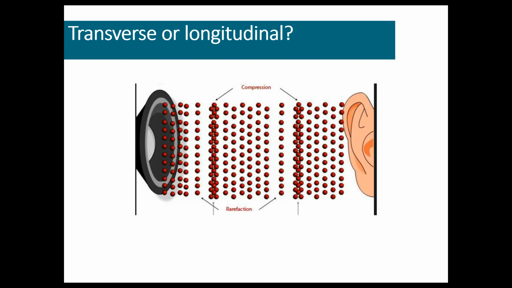Right here we have the sound from a speaker moving into a receptor, or a person's ear. We can see areas of compressions and areas of rarefactions. So this would be an example of a compressional or longitudinal wave. Again, compressional and longitudinal are interchangeable. They mean the same thing.